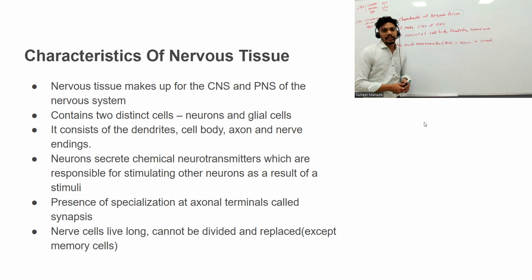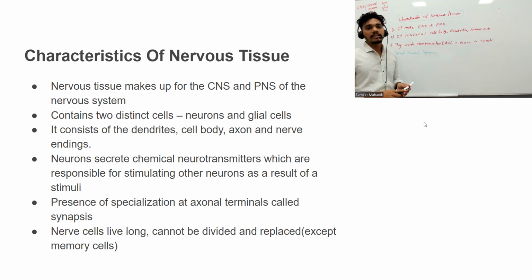Now, the presence of a specialized axonal terminal is called a synapse. What is a synapse? You have written it earlier, right? A gap between one neuron's axonal end and the next neuron's dendrites.